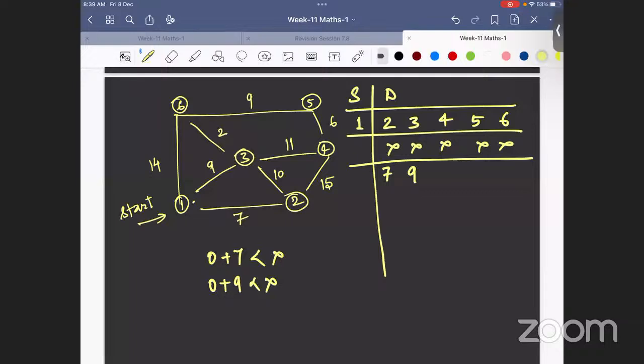Can I get from 1 to 4? For 1 to 4, there is no connection. So I'll put it at infinite only. 1 to 5, can I get from 1 to 5? That is also not possible. So we'll put it at infinite. 1 to 6, we can reach it by 14. So 0 plus 14 is less than infinite, right? So this is 14. Now you can select the distance you can reach. So this is the minimum distance, right? Correct?